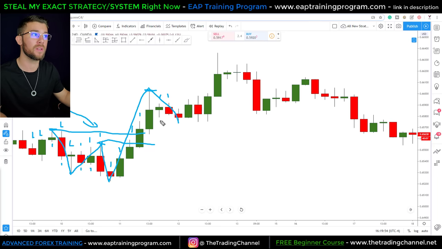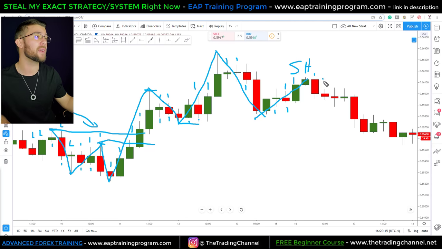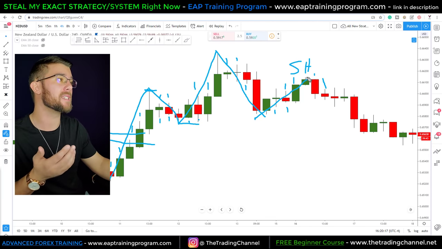Is this a swing low? Higher low, higher low, higher low, higher low. So yes, this would be our swing low, pushing up to our swing high, because lower high, lower high, lower high, lower high, down to the swing low here, higher low, higher low, higher low, higher low, up to the swing high here, because lower high, lower high, lower high, lower high. Hopefully at this point, this is making sense.